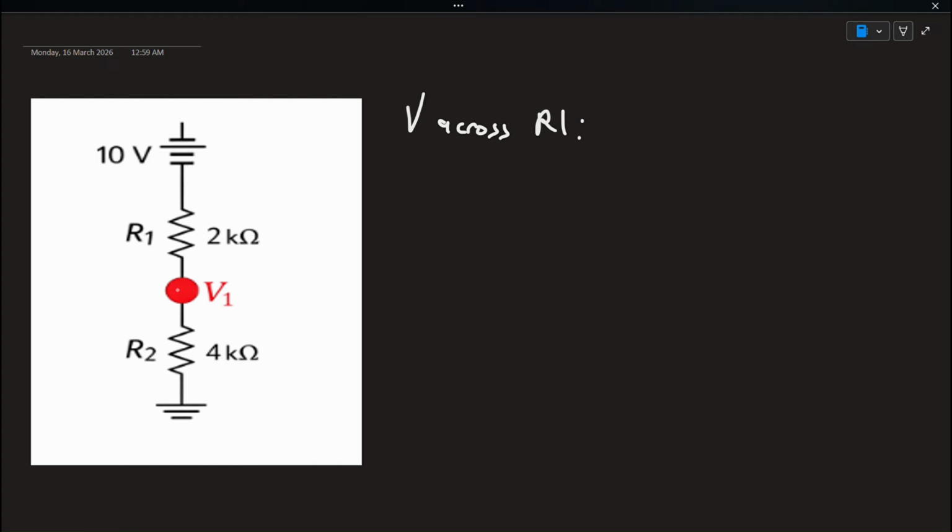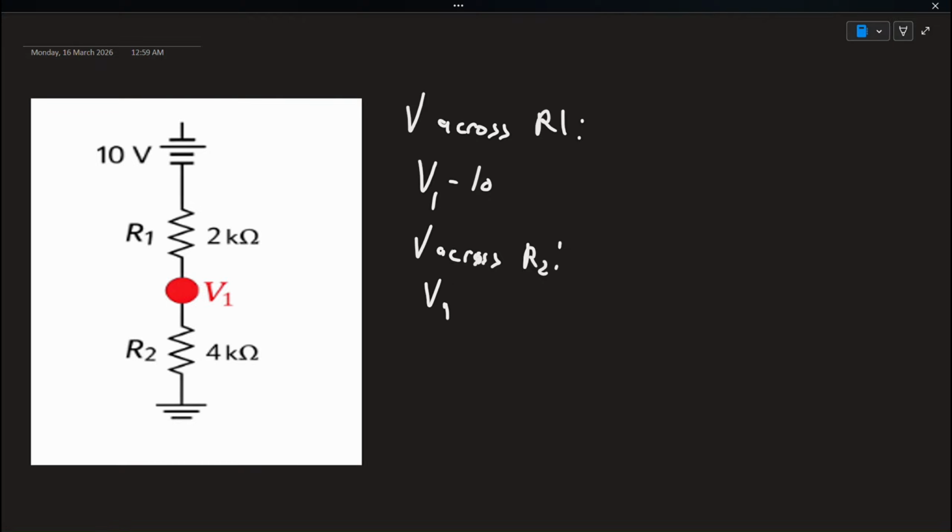will be equal to V1 minus the 10 volts. And the voltage across R2, since R2 is connected to ground, the only voltage being applied is V1. So the voltage across R2 is just equal to V1.